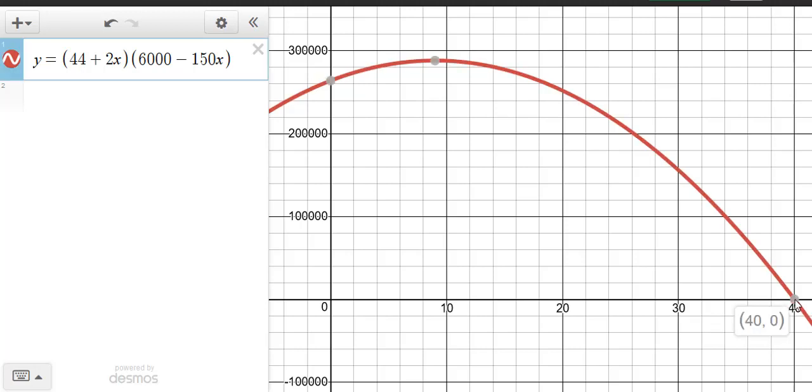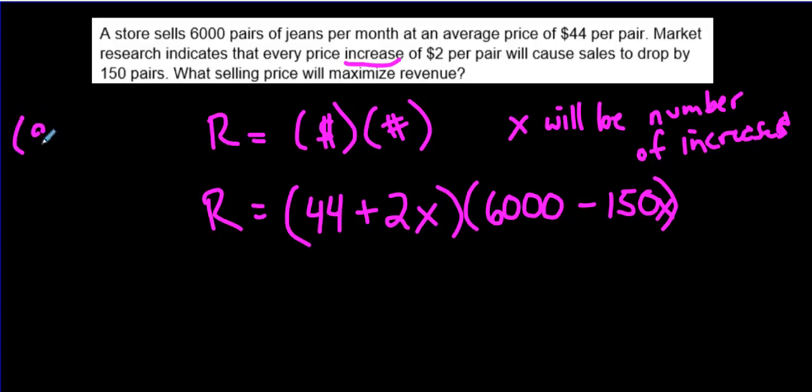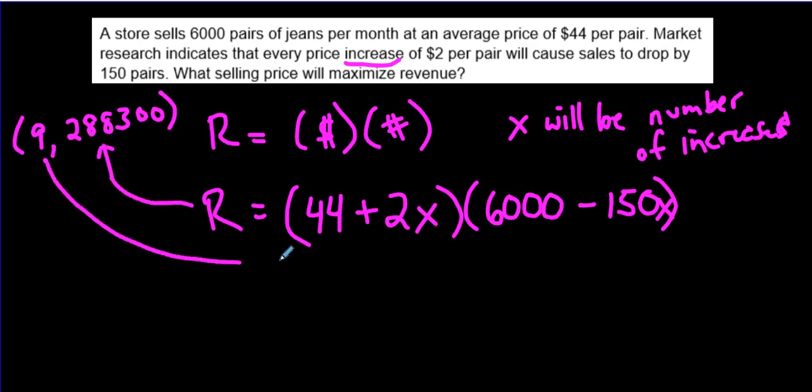Now we can see all the information we need. Okay. That means at 40 price increases, you would make no money at all. That's not a good thing. You do not want to increase the price 40 times. What we're interested in is this dot right here, which is saying that if we increase the price 9 times, this will be our revenue: 288,300. Wow. I'm going to write that down. Can I even fit that on? 288,300. That's your revenue. Okay. And 9 is the ultimate price increase, which goes where the X goes.